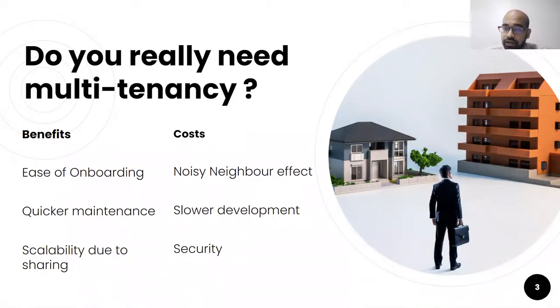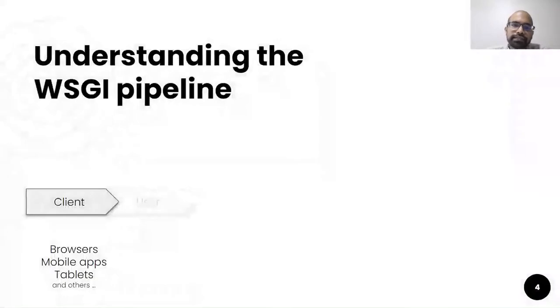And even all these benefits and costs that we are talking about, they're all still in the context of what level of multi-tenancy you want. So remember, we spoke about who are the tenants, who are the instances. You do need to figure out where exactly you want to enable multi-tenancy in your pipeline. So let's take a standard WSGI pipeline, right? You have clients which are browsers, mobile apps, tablets, etc. And then you have users who are going to be using these clients.